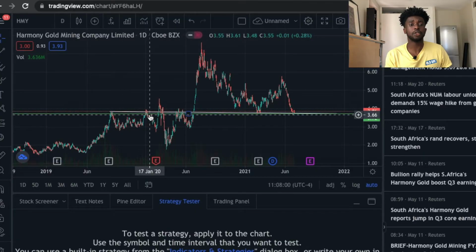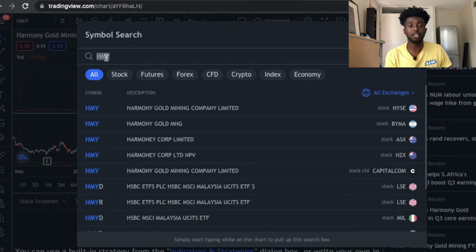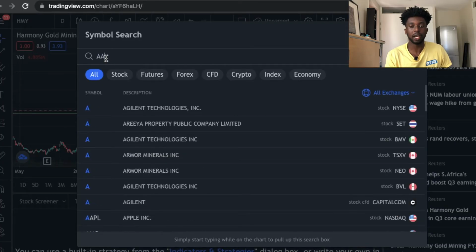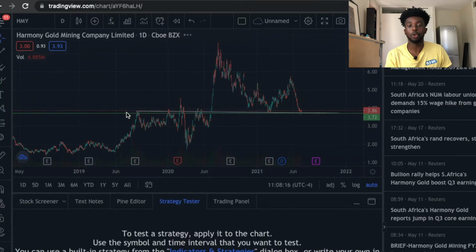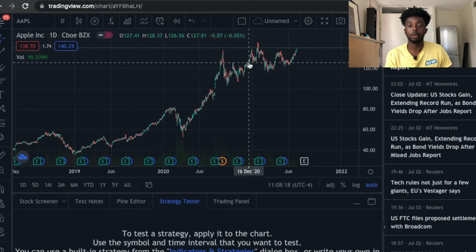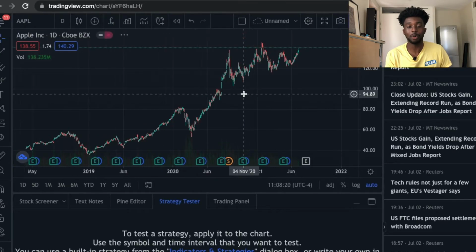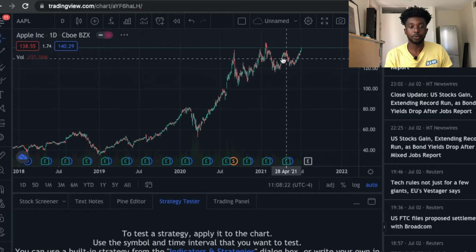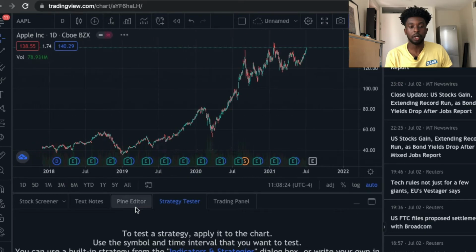So let's look at another stock just to gauge what's happening with price action, all that kind of stuff. I'm just going to choose something that we all know of, Apple. If you guys don't know Apple, well, you should. That's what I will say. Apple, let's look at the past 1 year.